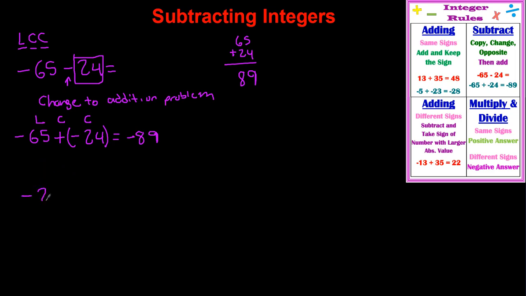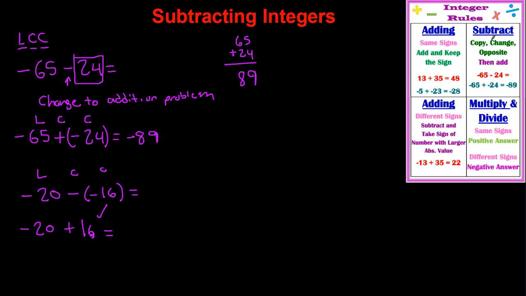How about negative 20 minus negative 16? Now you can clearly see I have a negative 16 here. So once again, leave, change, change. So negative 20 plus the opposite of negative 16, which is positive 16. Remember, you have to change it. All change means here is change the sign. Now we have an addition problem.